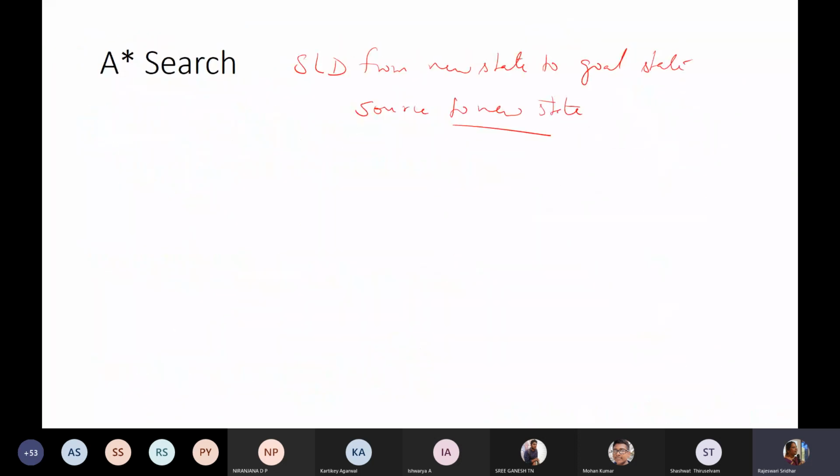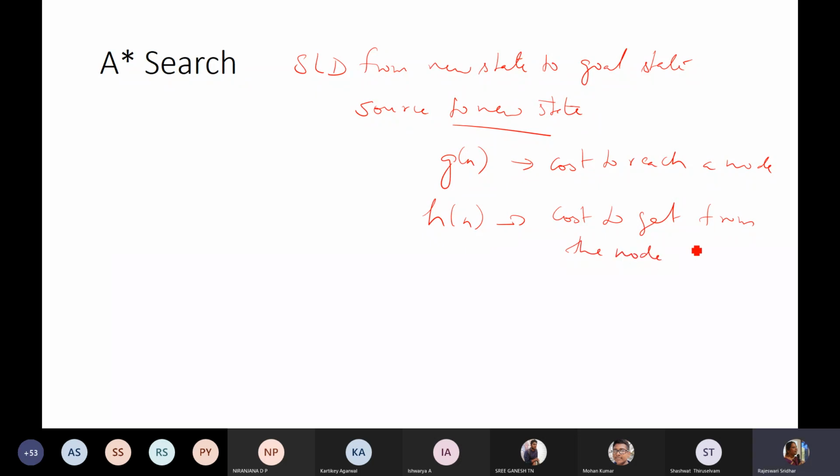So in A star search, you are going to consider two costs. One is G of n, the other one is called H of n. G of n is the cost to reach a particular node, and H of n is the cost to get from the node to the goal. So this could be your straight line distance. This is incorporating the cost of reaching a particular node also. So f of n is the total function, which is nothing but G of n plus H of n. So you are considering the cost to reach a particular node as well as the cost to get from the node to the goal state. This can be your straight line distance cost, or any other cost which you can think of. So this is a combined mechanism to get my f of n estimated.